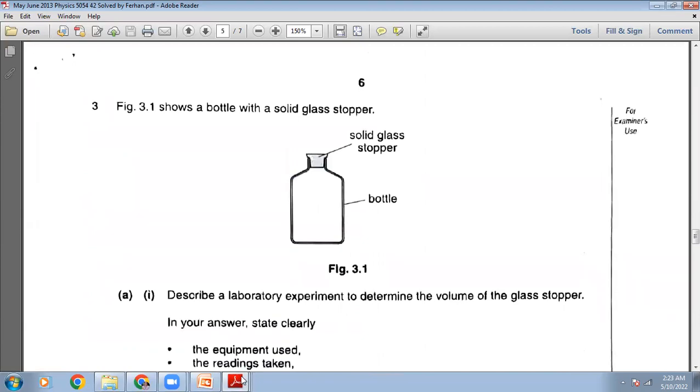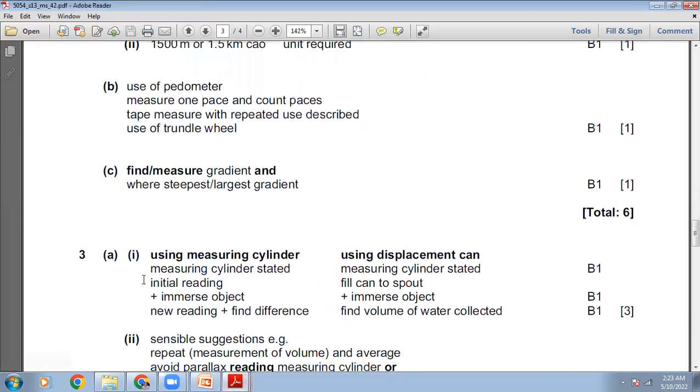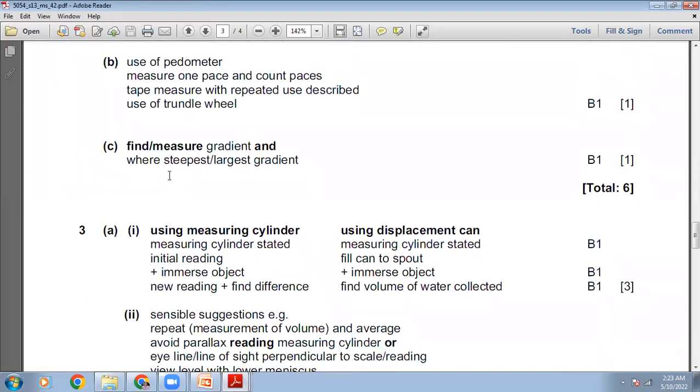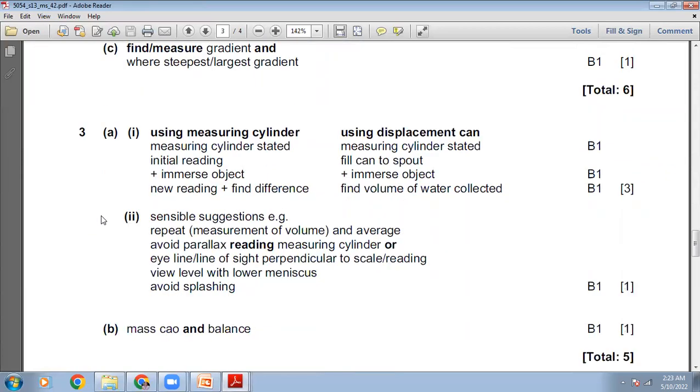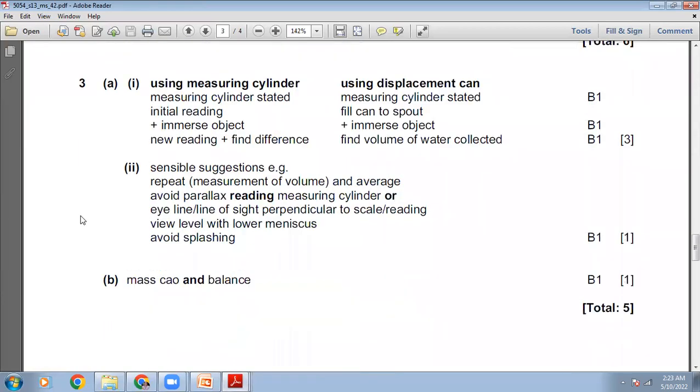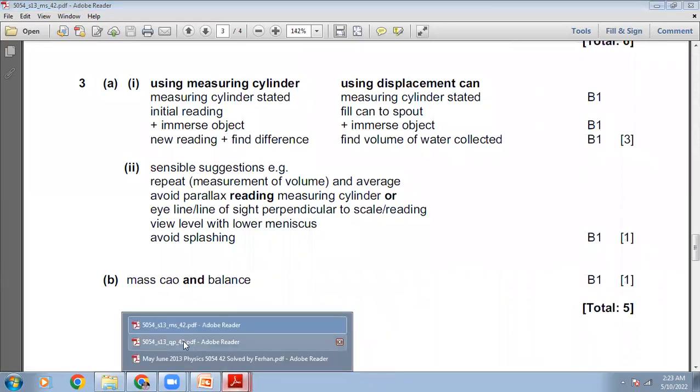That's my answer. So let's have a look at the marking scheme. It says the steepest, largest gradient. So that is the answer, part C. Okay, so we are going to the next question.